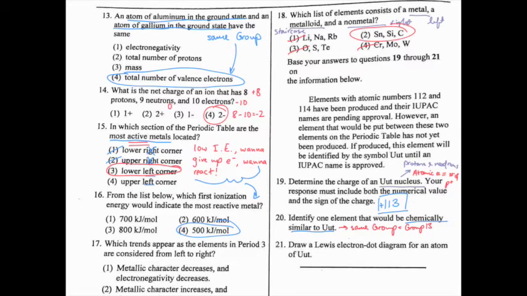Group 13. Okay, so that means you could have aluminum, you could have gallium, etc. Boron. Any one of those would fit the bill.